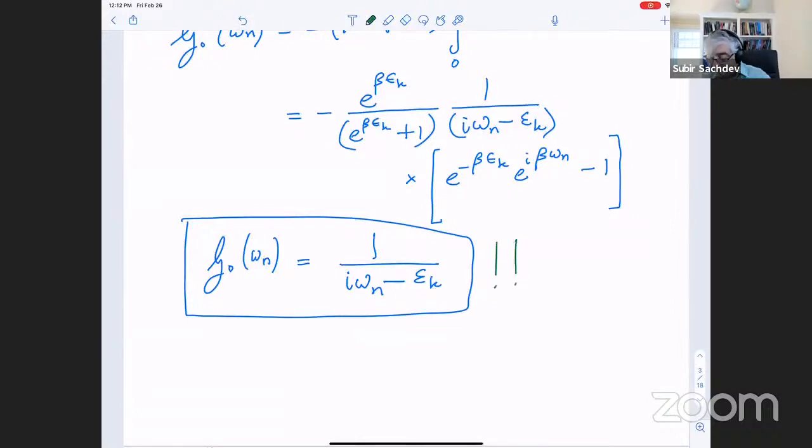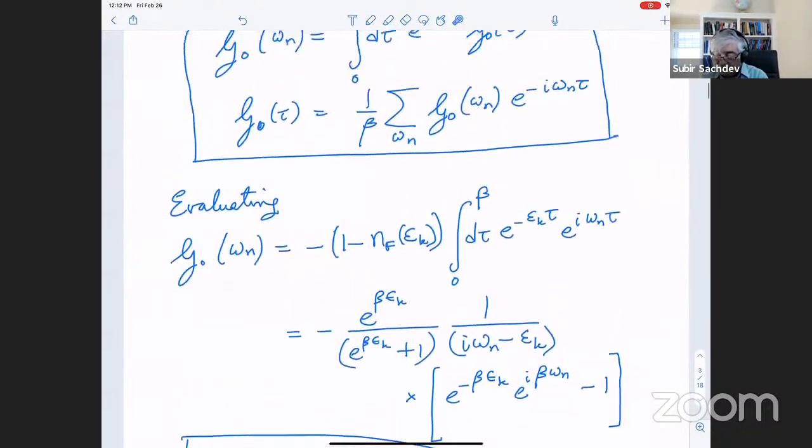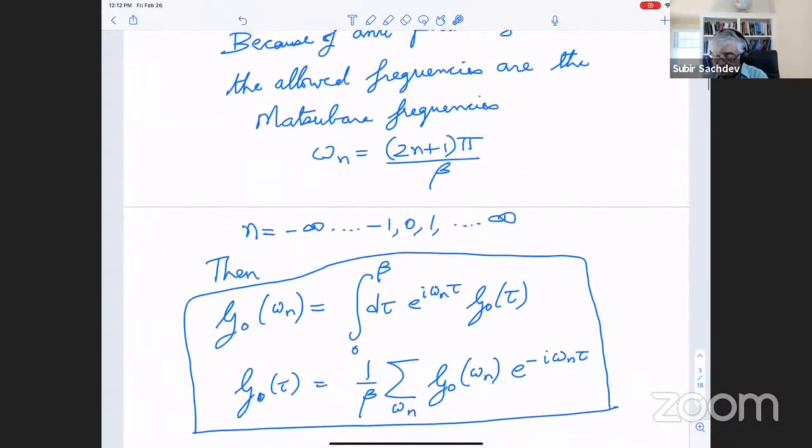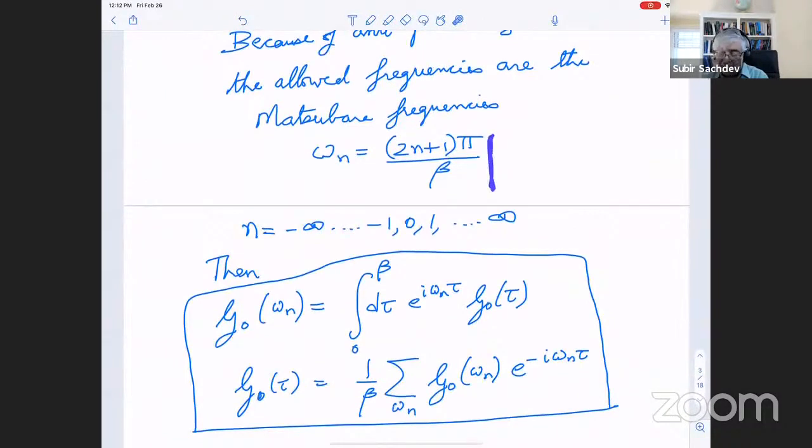Okay. This is it. It's 1 over i omega n minus Ek, where omega n is the so-called Matsubara frequency, which is equal to, for fermions, the odd multiples of pi times temperature.